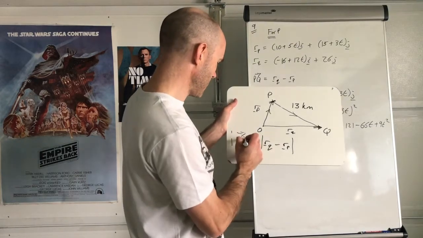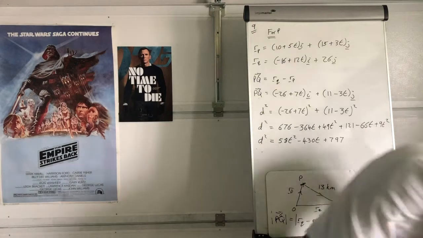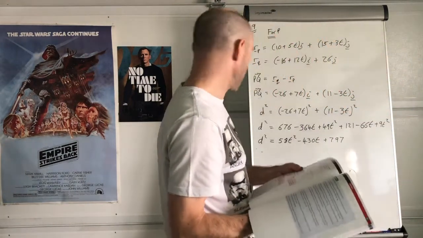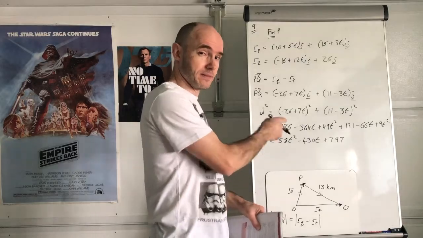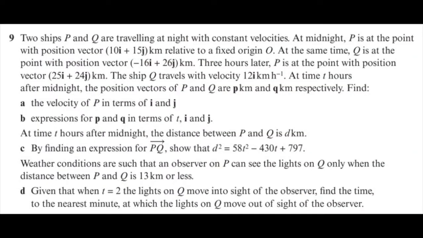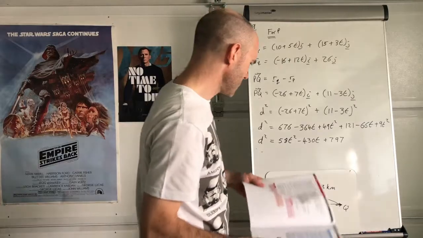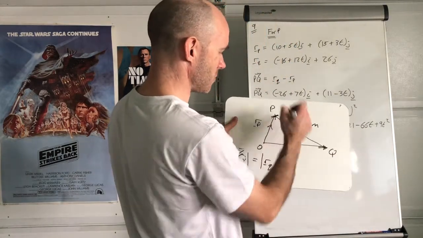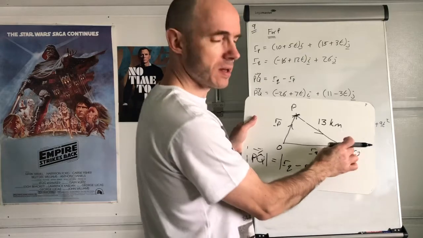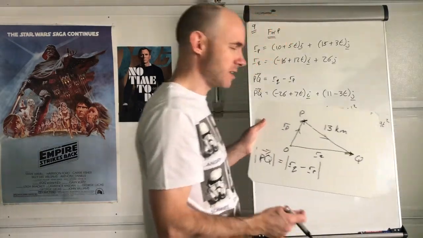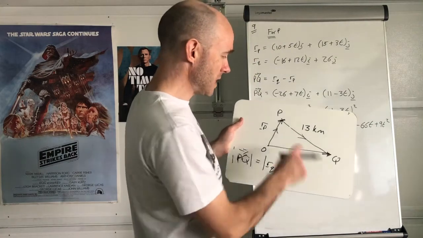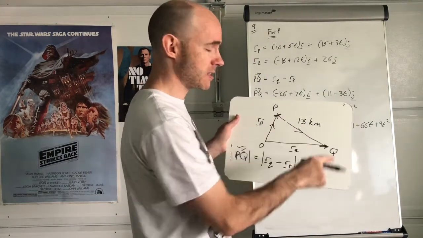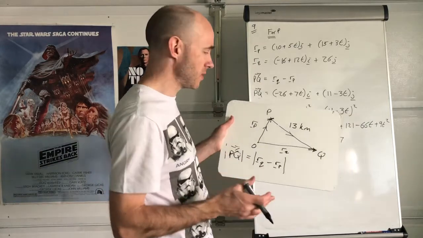Oops, I've rubbed that off somehow. Read the rest of the question. So basically it's saying that D has got to be 13, right? Given that when t equals 2, the lights on Q move into sight of the observer, find the time to the nearest minute at which the lights on Q move out of sight of the observer. So look, what's happening is these ships are moving in those directions, aren't they? So P and Q, there'd have been a point when they're moving closer towards each other, then there's a point when they're moving away from each other. We're interested in the 2 points when they're 13 kilometres apart.